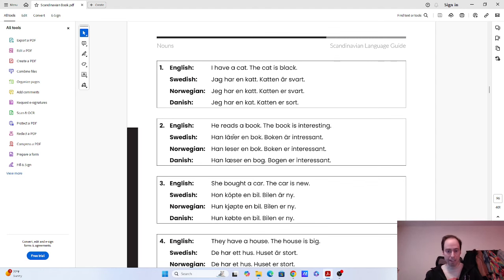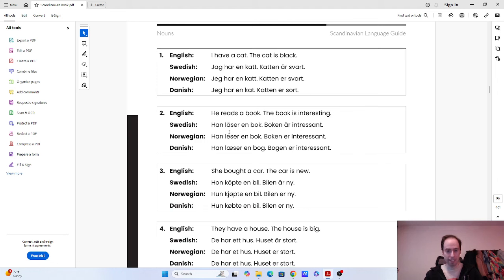You'll also see, down in this second example sentence, that a lot of the time the letters will be the same, but the vowel sound will be a different vowel. So for the verb reads, lese, we have this A with an umlaut in Swedish, then E for Norwegian, and then the AE together like this for Danish. You'll see that the words are very similar. Sometimes they're spelt a bit differently, with Swedish just missing the E between the T and the R for interesting.